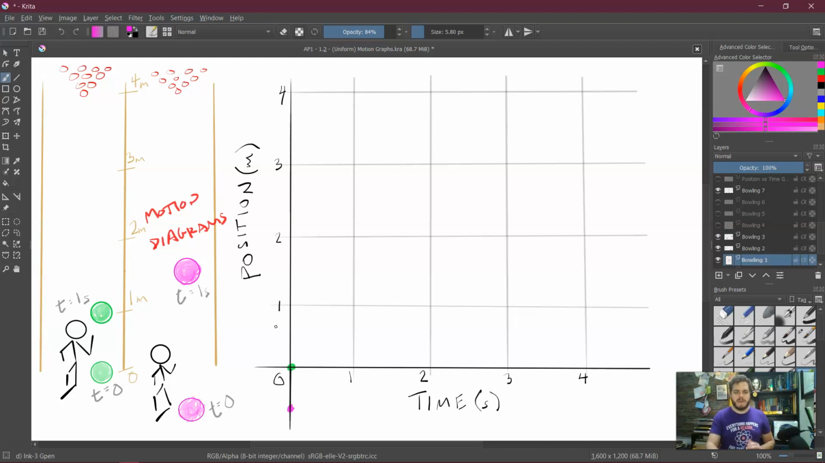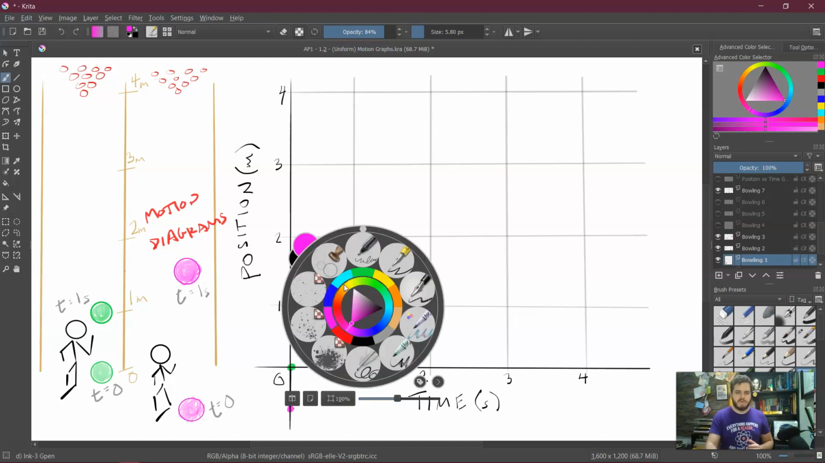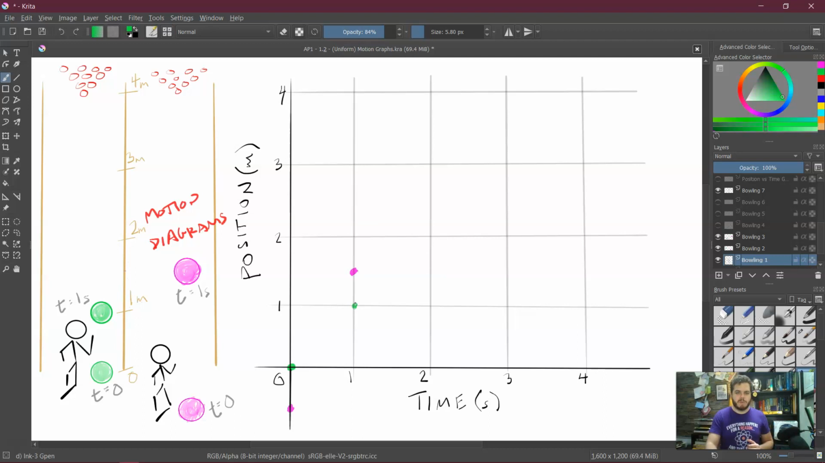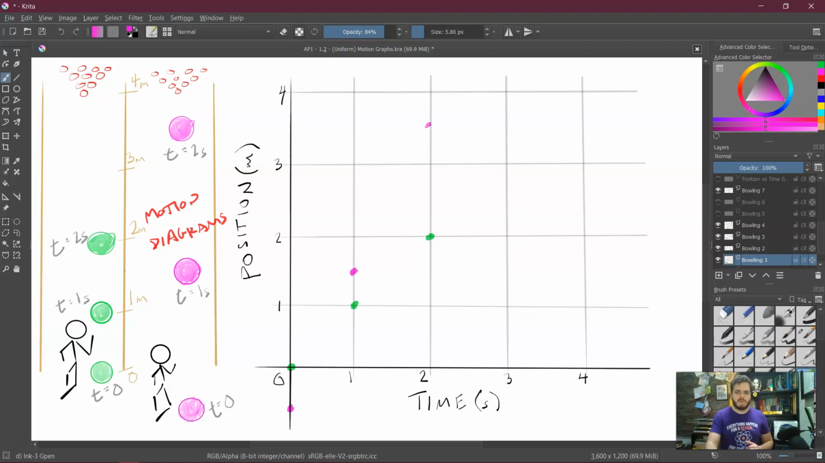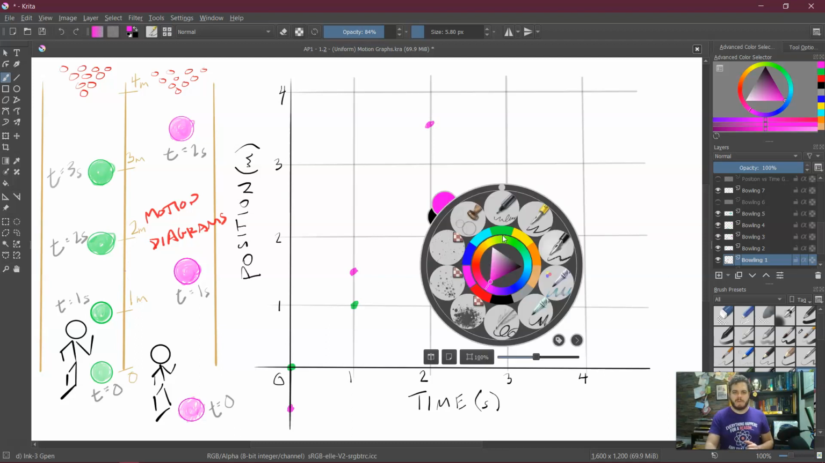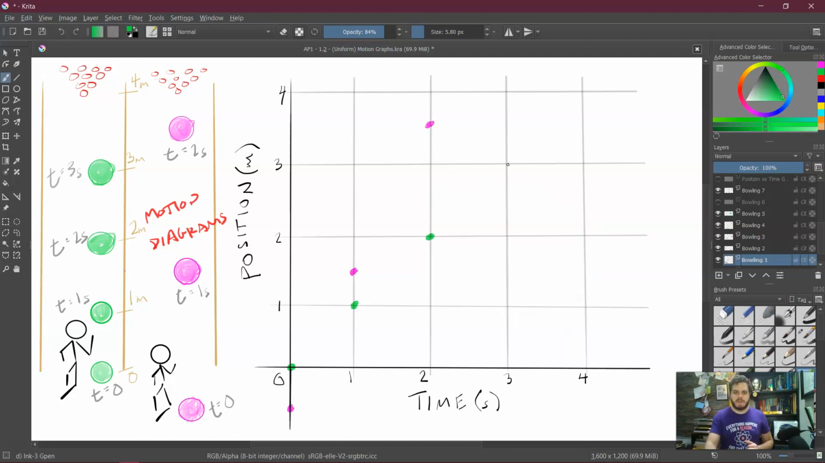At t equals 1 second, we now move forward to 1 second, and we say that your friend's was at about 1.5, and yours is at about 1. At 2 seconds, we move forward to 2. Yours is now at 2 meters, and your friend's is at about 3.5. And then at 3 seconds, yours is at 3, they've already passed on. And at 4 seconds, yours is at 4.